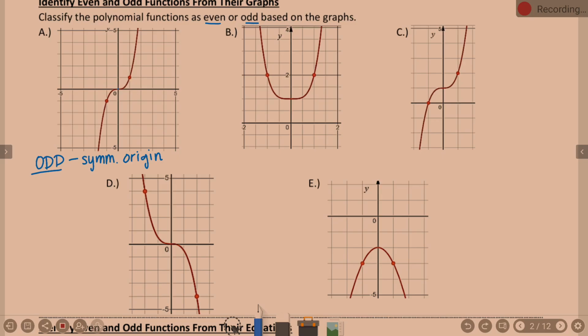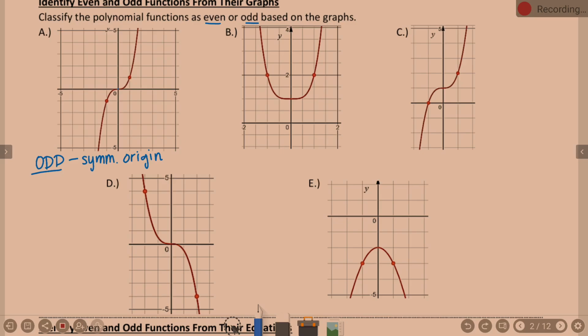Okay. Get what you need there. Then think about B. We have a different graph on B. Is it even? Is it odd? Is it neither? What are we thinking? Don't overthink it.